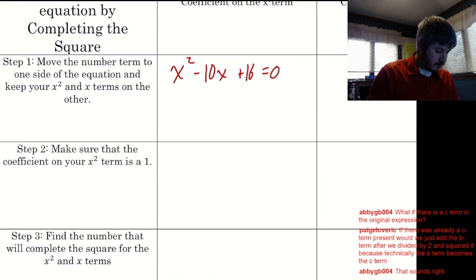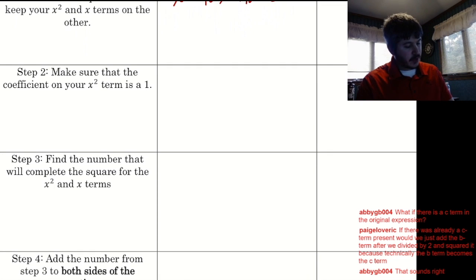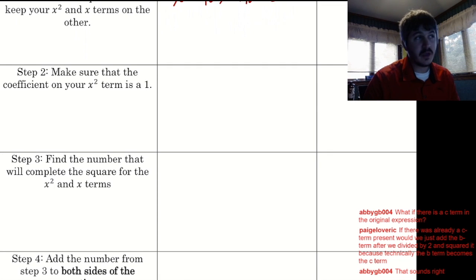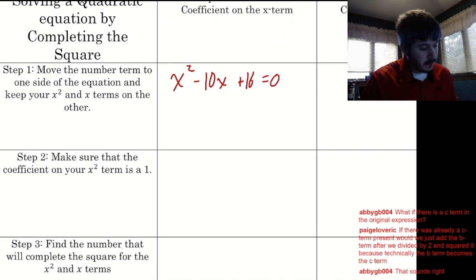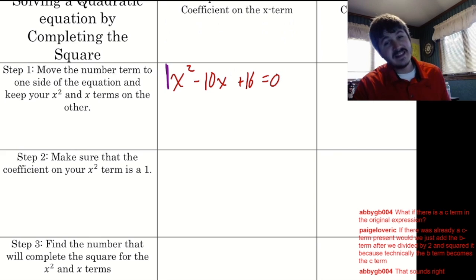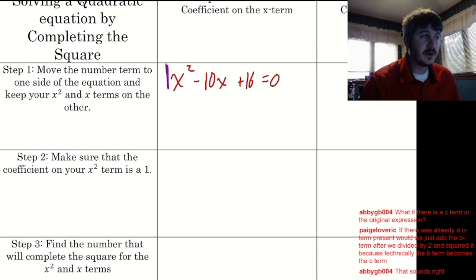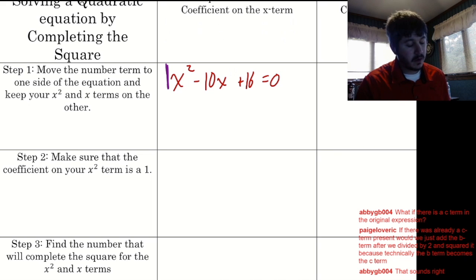Step 2 says make sure that the coefficient on your x squared term is a 1. So that's important, that this right here is a 1. If it's not a 1, you're going to have to do a little bit of manipulation to figure out how you're going to make it a 1. Like if there was a 2 in front of there, you probably have to divide everything by 2 in order to get a 1 in front of there.